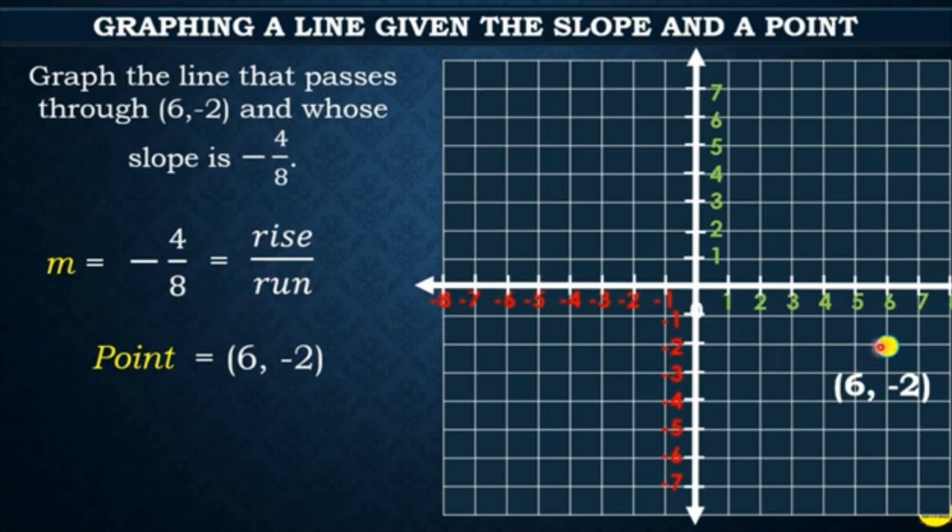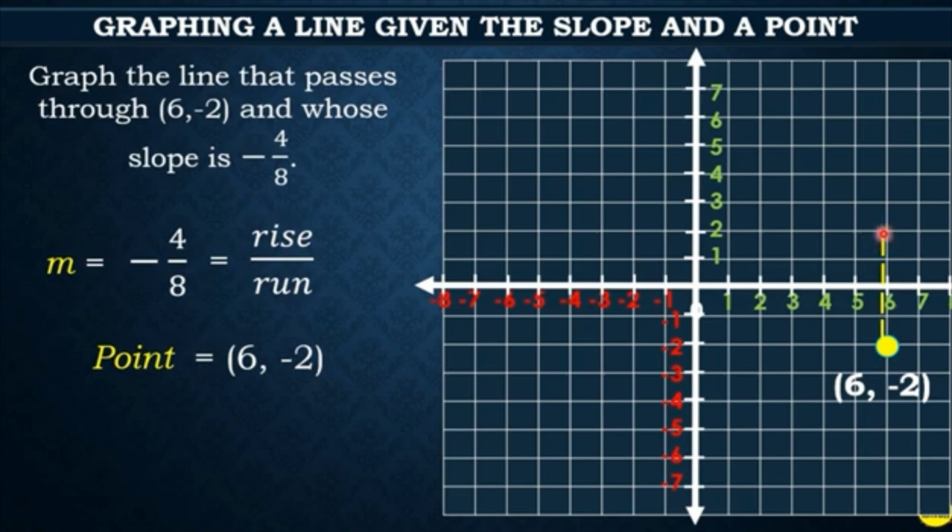So, your rise is 4. So, bilang ng 4. 1, 2, 3, 4. Okay? So, from here, ano ang ating run? 8. Are we going to the left or to the right? Are we moving to the left or to the right? So, since this is negative, our slope is negative. So, therefore, we will be moving to the left.